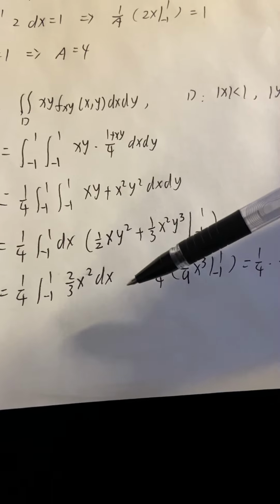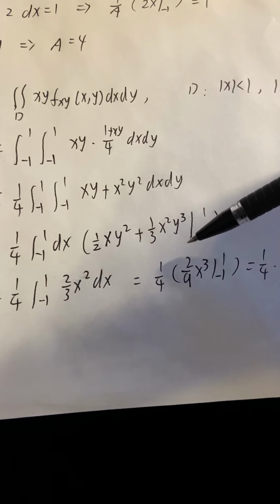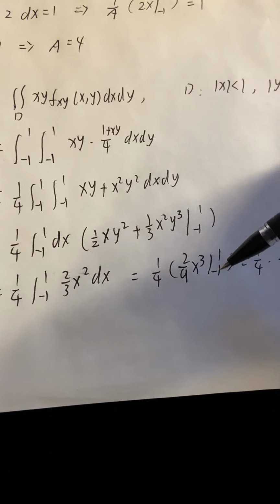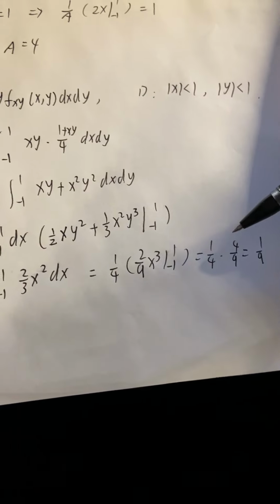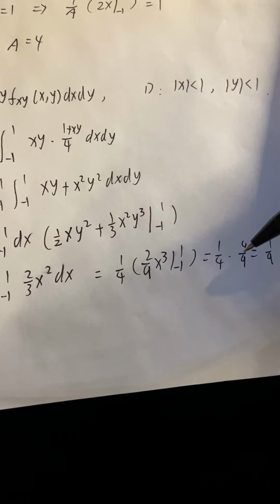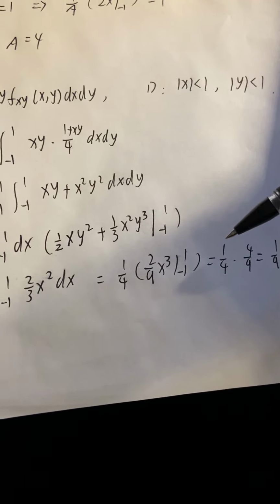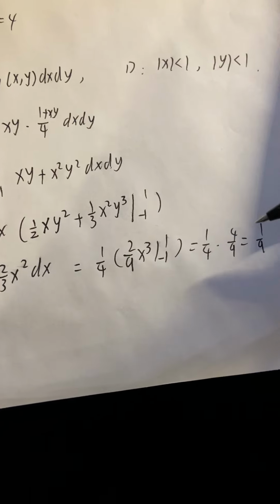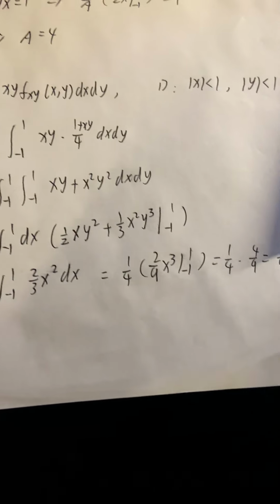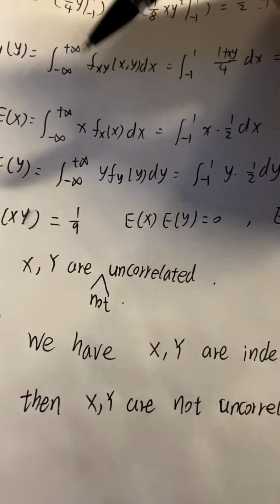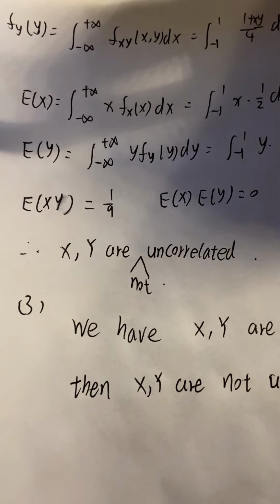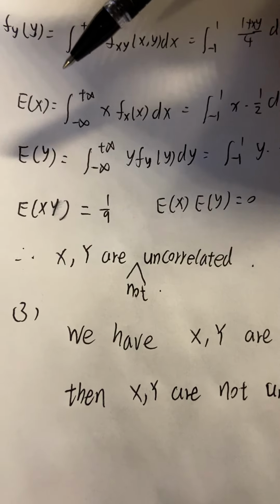And then we calculate this integral. It will be 2 divided by 9 times x cubed, where x is from -1 to 1. So it will be 4 divided by 9. Then 1 divided by 4 times 4 divided by 9, so E of XY is equal to 1 divided by 9. Now that we know E of XY, we need to calculate E of X and E of Y.